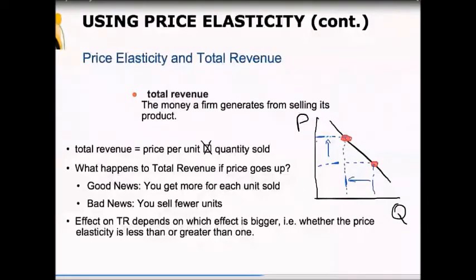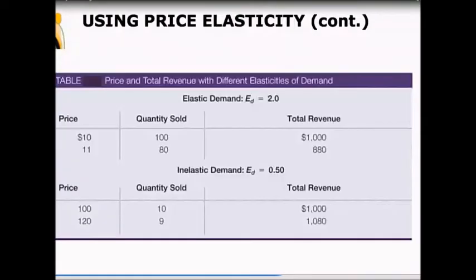So what's the impact on total revenue? The effect on total revenue depends on which is bigger. Does the price go up more or does the quantity go down more? And it all depends on whether elasticity is greater or less than 1. Suppose the elasticity of demand is 2.0, so we have an elastic demand. Well, in this example, when the price goes from 10 to 11, you've had an increase in price of 10%.